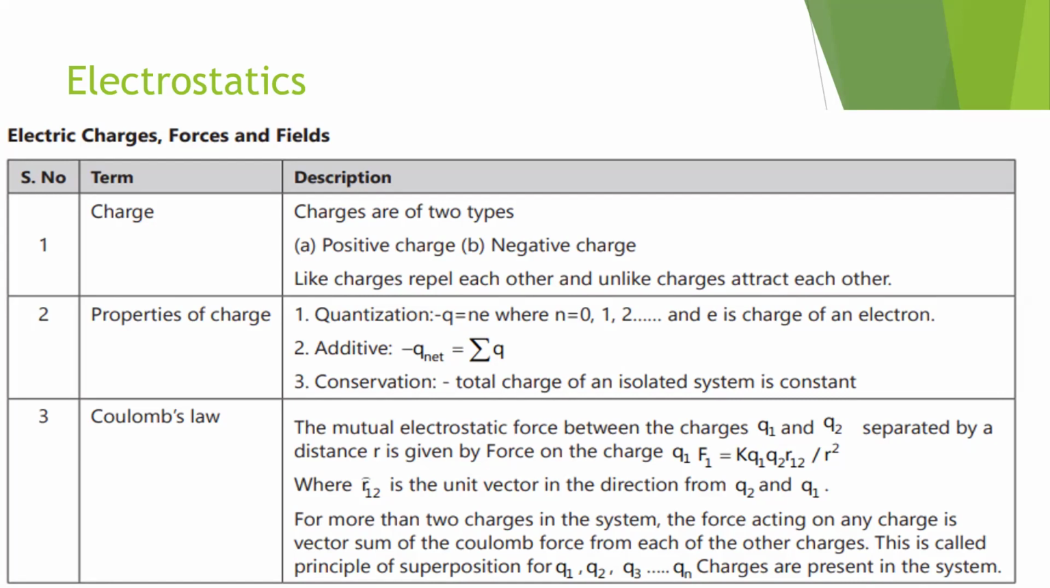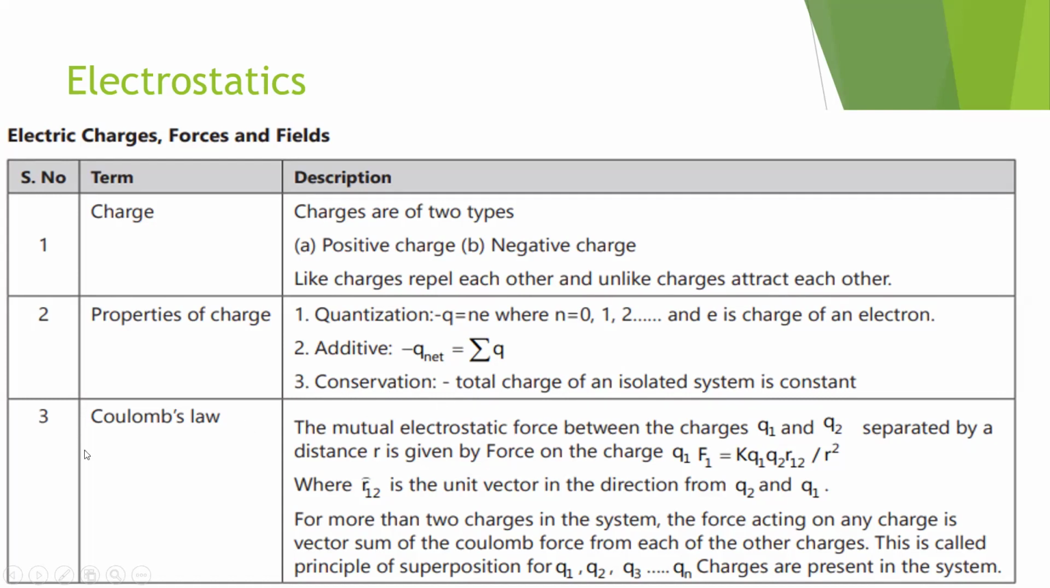Quantization, that is q equal to n into e, where n can be any integer and e is the charge of an electron. Quantization means charge comes in packets. Charge is additive, which means you can add the charges: net charge q is the summation of q. And conservation means the total charge of an isolated system will always be constant.